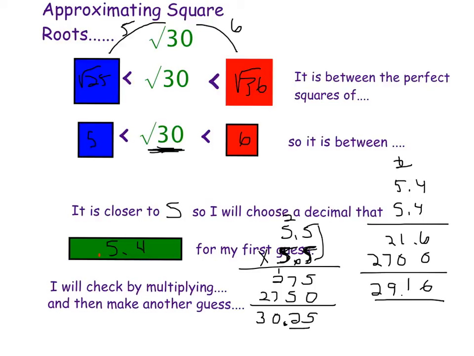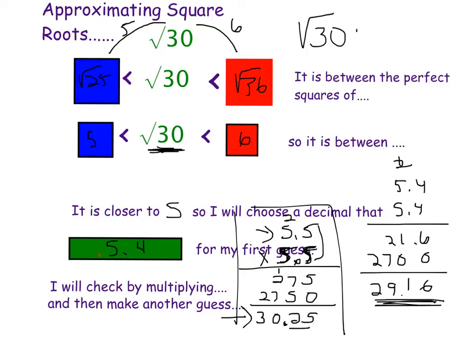I can see 30.25 is only 25 hundredths away. This answer is much further. So I'm going to use this one. And remember, it's not what we get when we multiply. That's how we're checking our work. It's what we multiplied. So I'm going to say the square root of 30 is approximately 5.5.